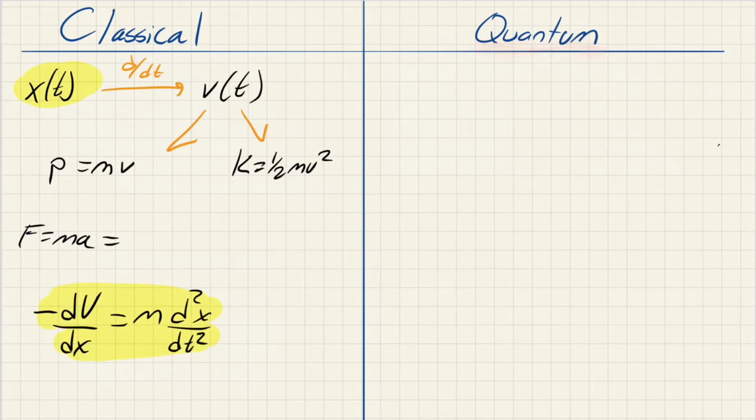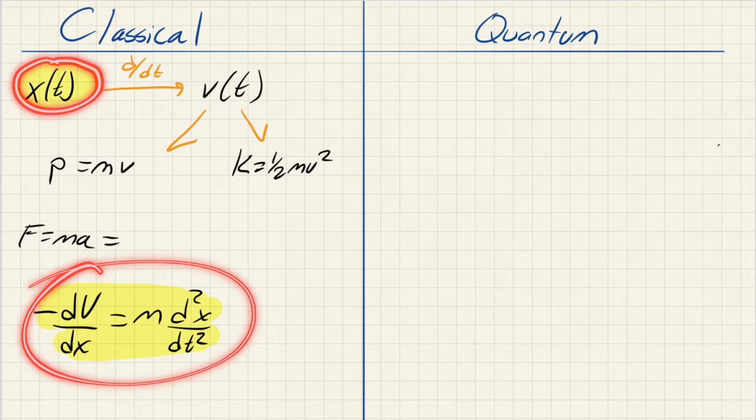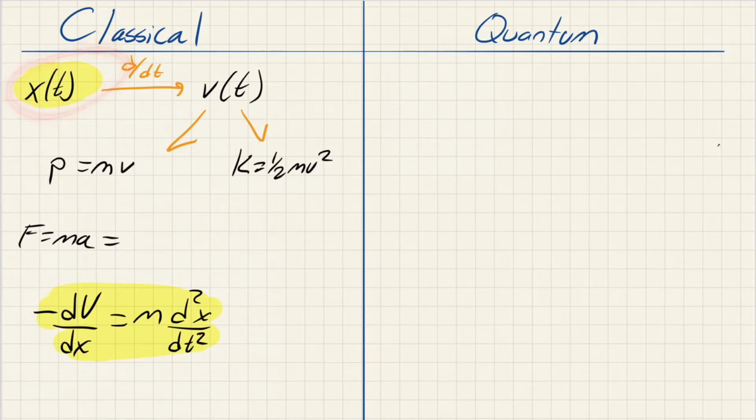In the quantum world, we still have kind of the same analogous equations and functions. Analogous to the position function is the wave function. It's some function that we denote psi, and it's some function in both space and time. In the quantum world, the Newton's second law equivalent is called the Schrodinger equation.